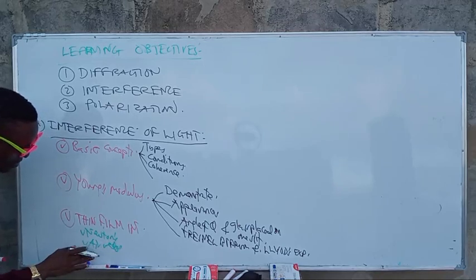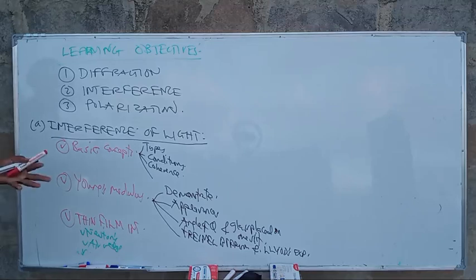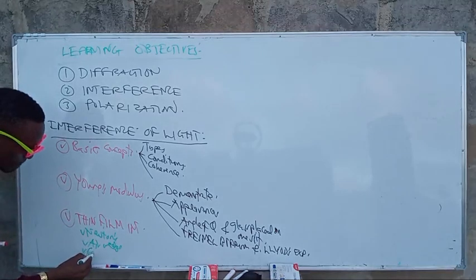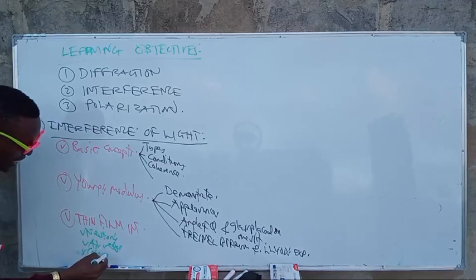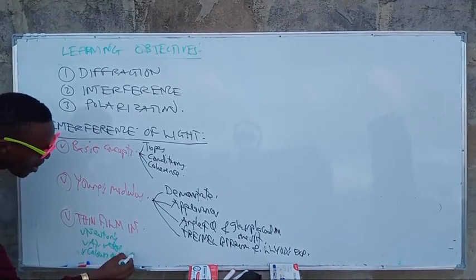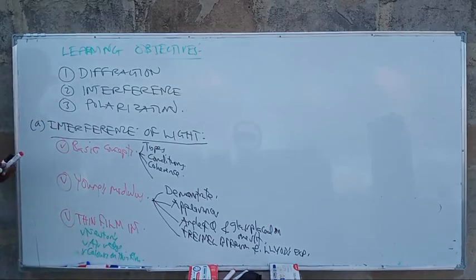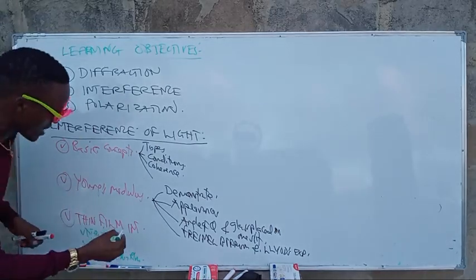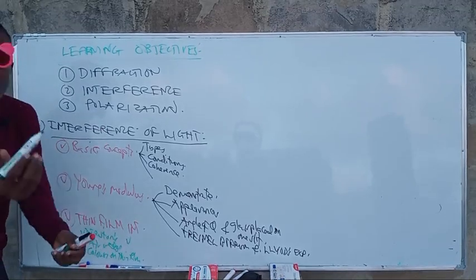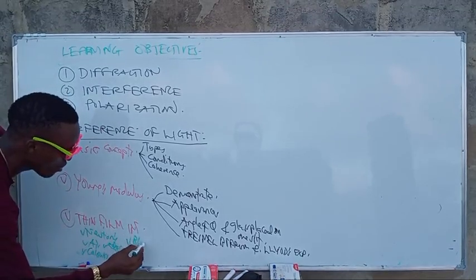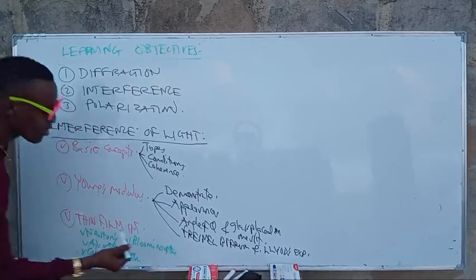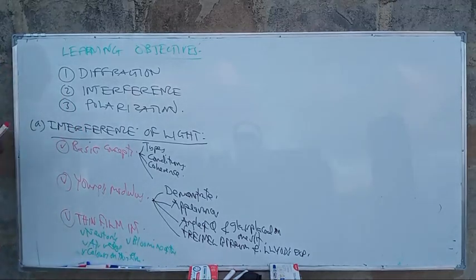We're also going to discuss the colors formed by the fringes, colors on thin film. And let me not forget the blooming of the lens, why the lenses tend to look bluish in color. So those are the things that we are going to cover here.